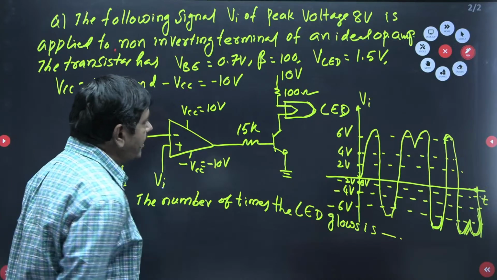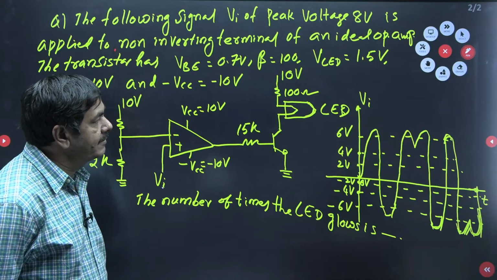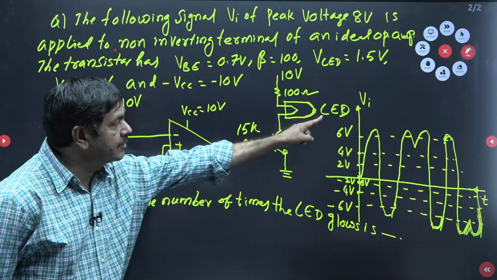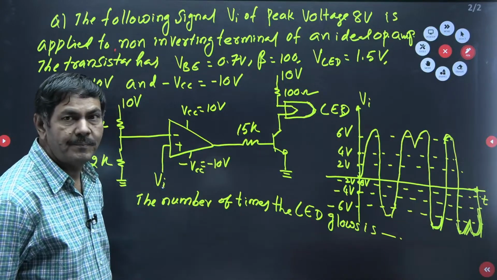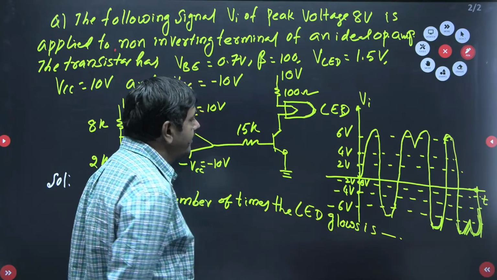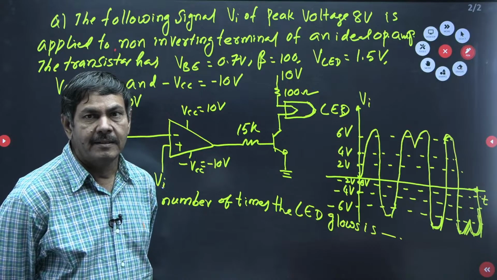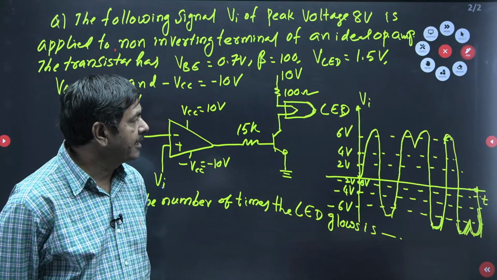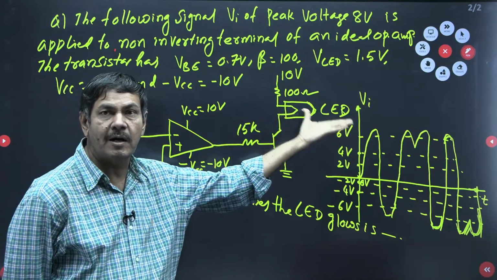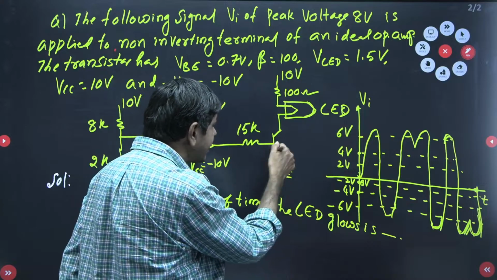But in this network, when the LED glows, first this question arises: when is the LED going to glow? If the transistor is on, then only the LED glows. If the transistor is off, no collector current passes here, and at that time the LED is in the off state. When will the transistor be on?